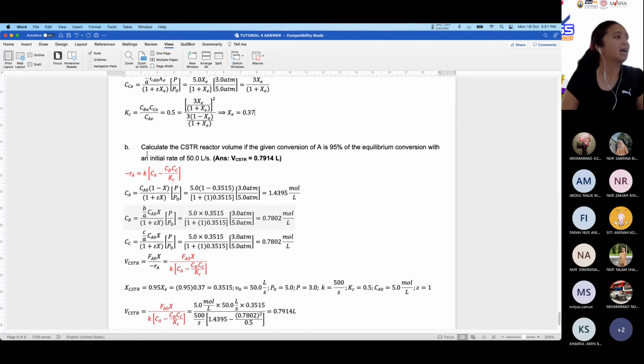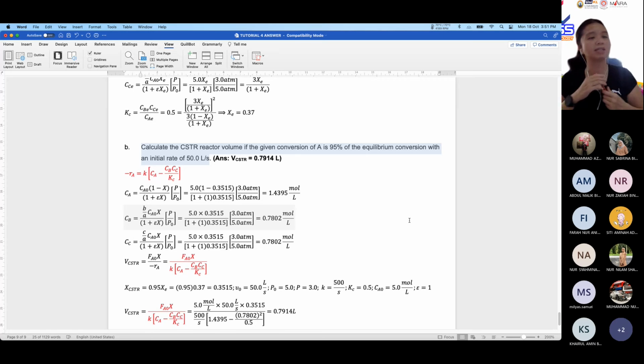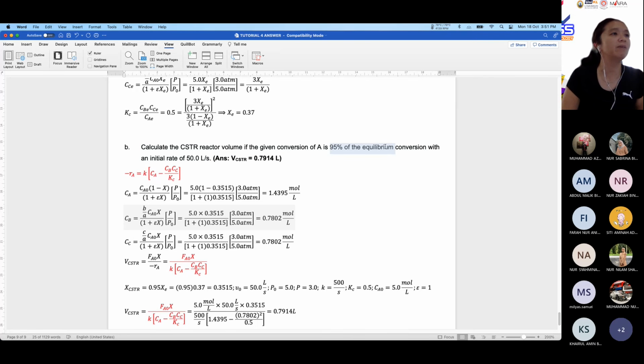Okay, so ni. Calculate the CSTR reactor volume if the given conversion of A is 95% of the equilibrium conversion with initial rate of 50 liter per second. So soalan ni sekarang dia kata, they ask us to find the volume of CSTR if conversion dia 95% of the equilibrium conversion. Apa maksud ayat ni?